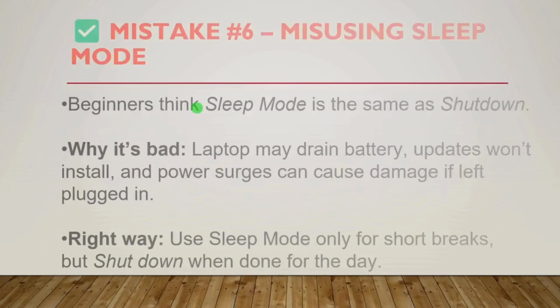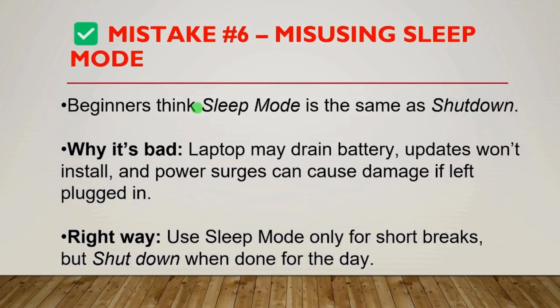Beautiful. So moving on, we got to number 6. Number 6 mistake you should avoid is misusing sleep mode. Some people actually think that sleep mode is the same as shutdown. No, they are quite different from each other. Sleep mode doesn't shut down your PC. It keeps your PC very much open and active, but it just slows down your battery power, but your PC is very much open. In fact, even some of the applications or programs you must have opened are still very much open as well. So they are not the same.